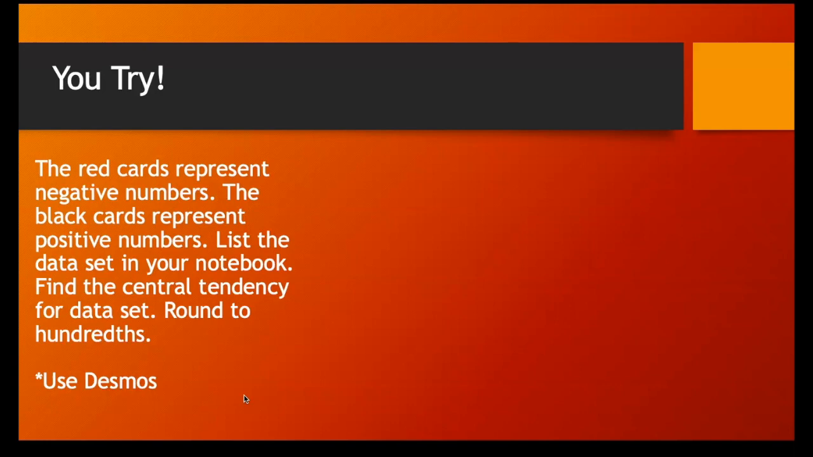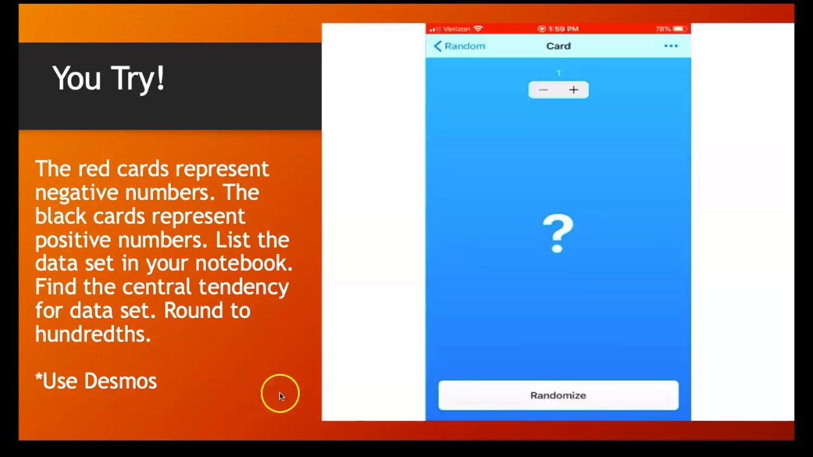Use Desmos if possible because you're going to have these negative numbers in here. So it might be a little easier for you to use your Desmos app. And then I just want you to practice with it. Practice continues to help us ingrain and make things as perfect as we possibly can. All right, so here we go. You're going to focus in that question mark. Remember, your red cards represent negative numbers. Your black cards represent positive numbers. Okay, ready?